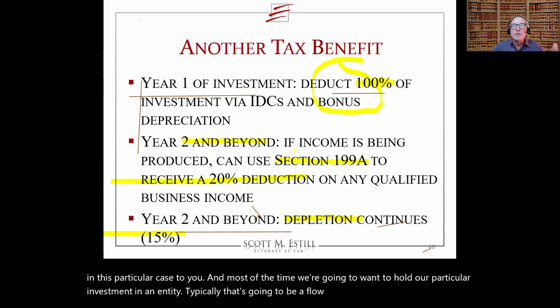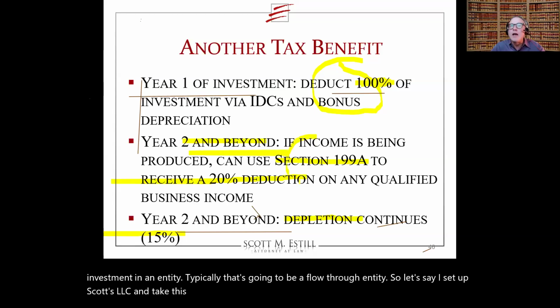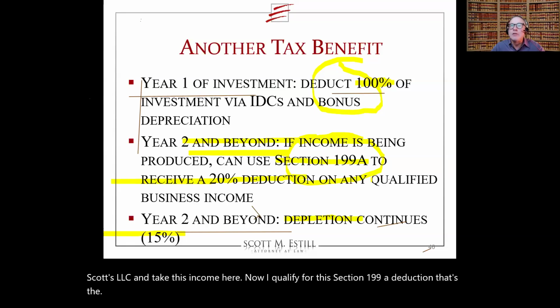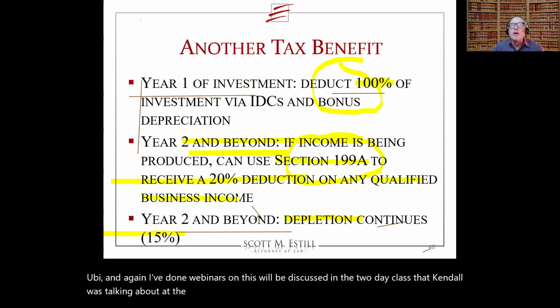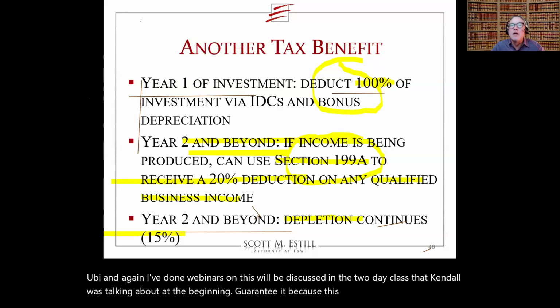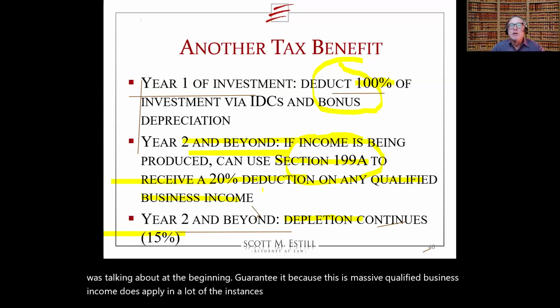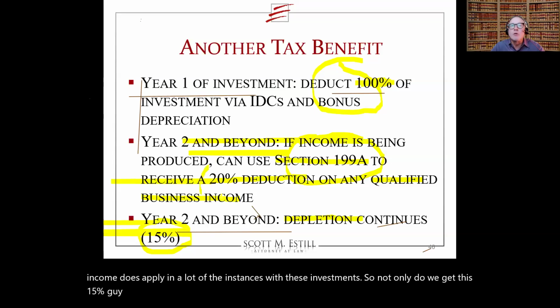So let's say I set up Scott's LLC and take this income here. Now I qualify for this Section 199A deduction. That's the QBI, and again, I've done webinars on this. This will be discussed in the 2-day class that Kendall was talking about at the beginning. Guaranteed, because this is massive. Qualified business income does apply in a lot of the instances with these investments. So not only do we get this 15% down here, potentially we could throw in another 20% here.